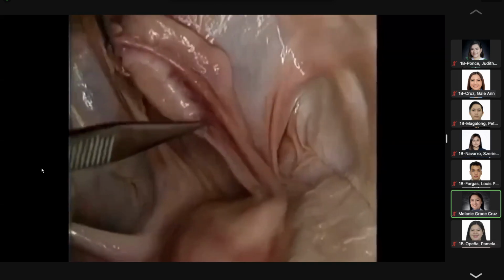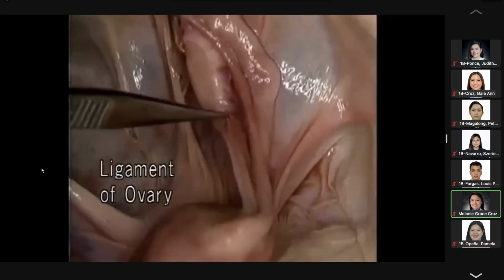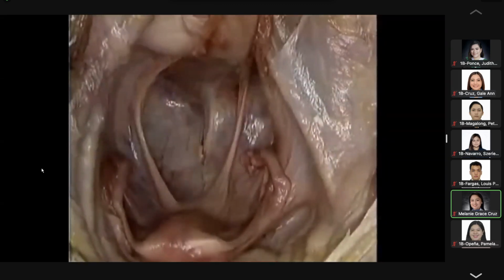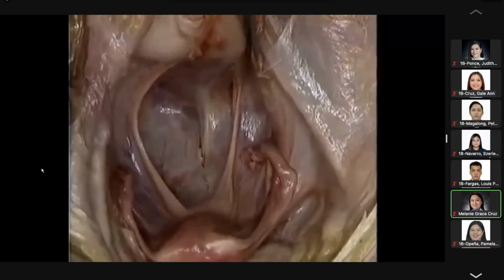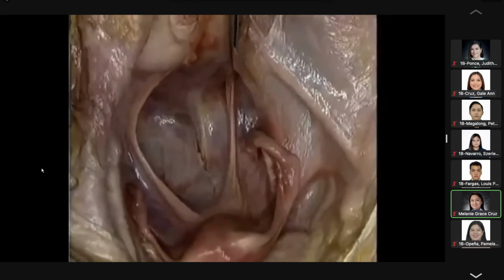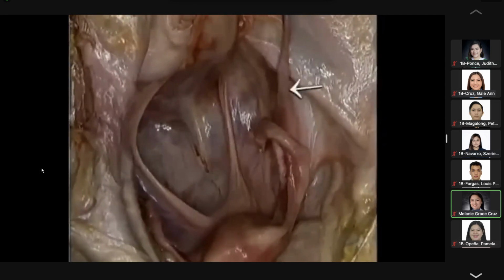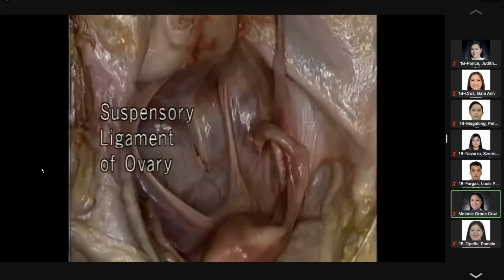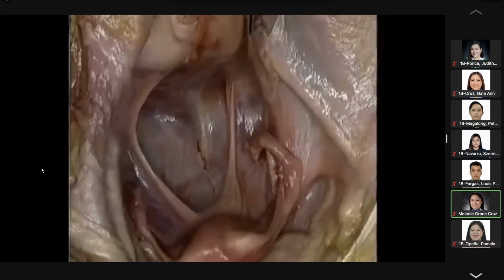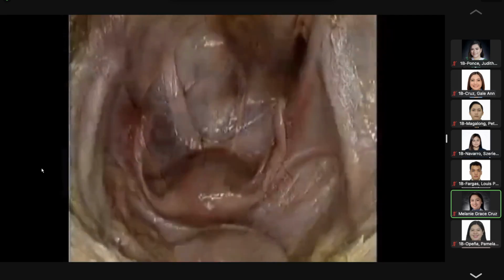The medial pole of the ovary is attached to the uterus by this cord, the ligament of the ovary, also called the proper ligament of the ovary. The ovarian blood vessels cross the pelvic brim here and pass beneath the peritoneum to reach the lateral pole of the ovary. They create this peritoneal fold, the suspensory ligament of the ovary, also called the infundibulopelvic ligament. It forms the highest part of the broad ligament complex.